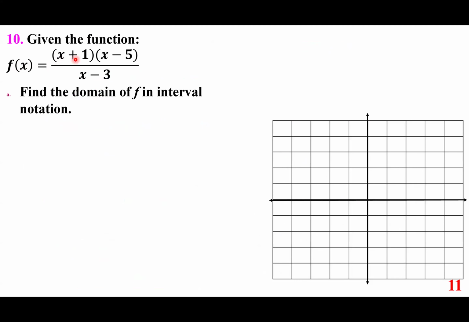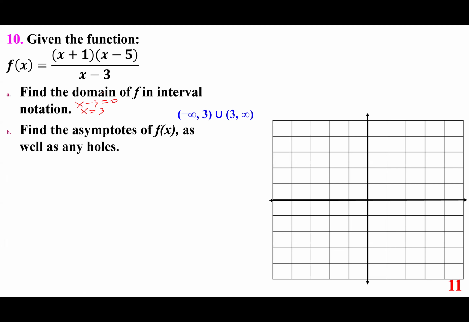Given the function f of x equals (x plus 1)(x minus 5) over x minus 3, find the domain of the function, of course, in interval notation. So simply put, x minus 3 is 0, x equals 3 must be excluded. So x cannot be 3. So from -infinity to 3, union 3 to infinity.